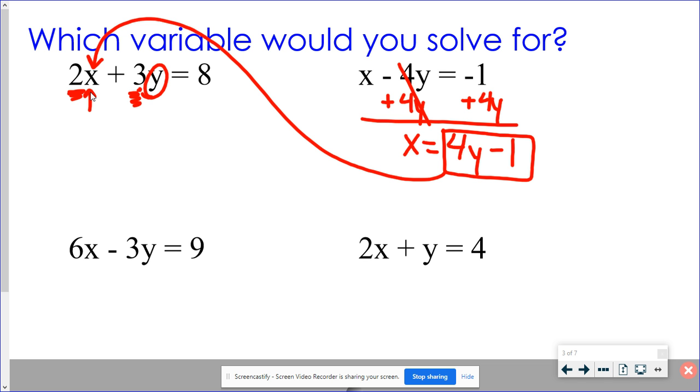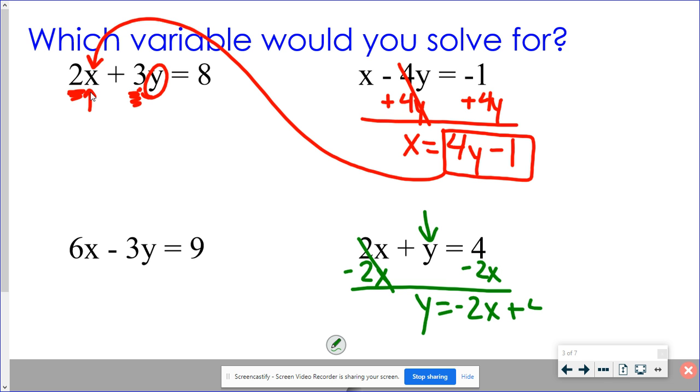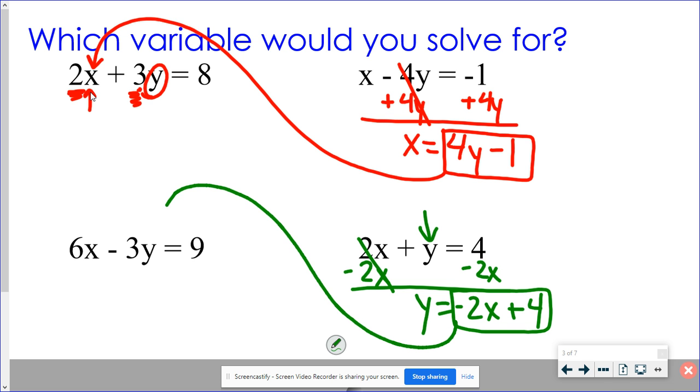So look at these two problems now. Which variable makes the most sense? Which one doesn't require any dividing? Because if I can avoid dividing, that's what I'm going to do. So in this problem, the easiest would be that y. All I would have to do is subtract the 2x, and I would have that y equals -2x plus 4. Basically, that's slope-intercept form. That is my y. It would have to go over here in place of the y.